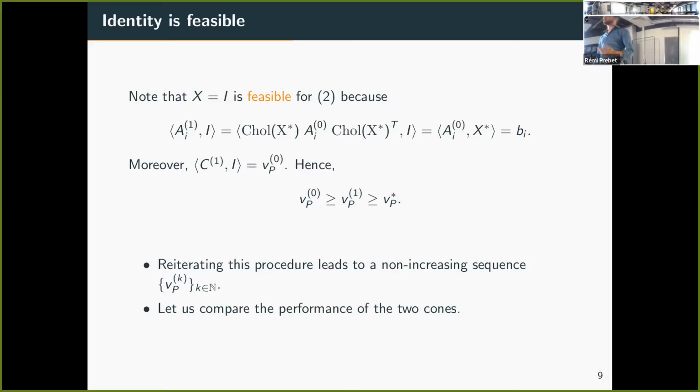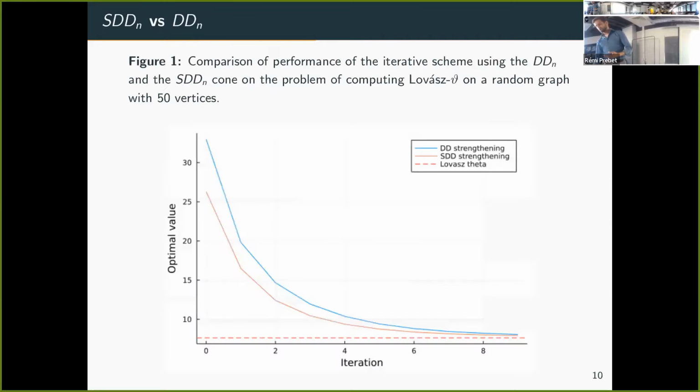So what we can do now is just take the instance that we had before, where we had very, very bad upper bounds, and just see how this procedure performs. And it looks like this. Notice that I switched the colors here. Before, the diagonally dominant matrices were orange, so don't get confused. The upper line, the blue line, is the cone of diagonally dominant matrices.